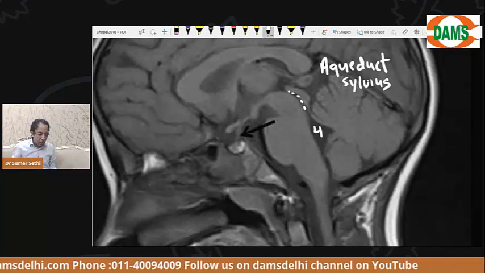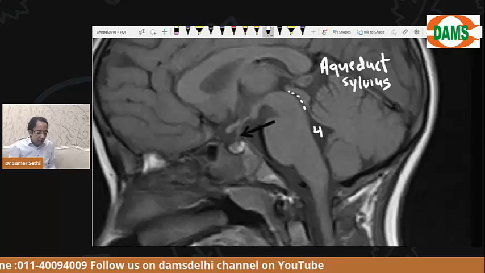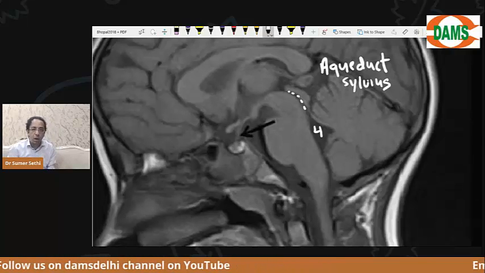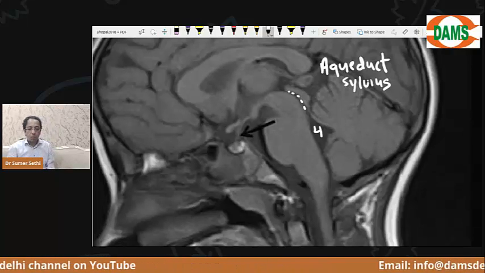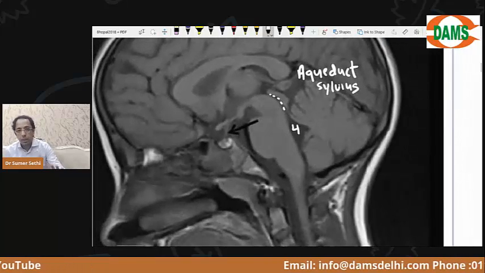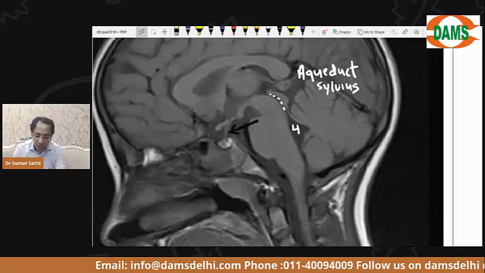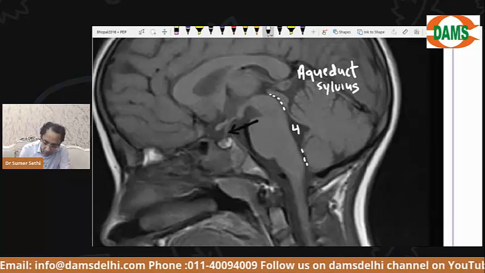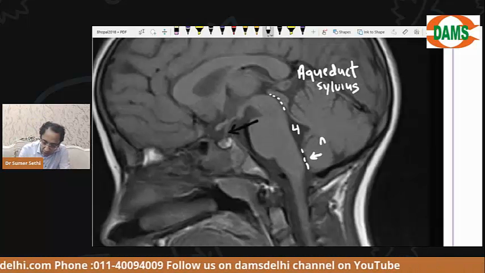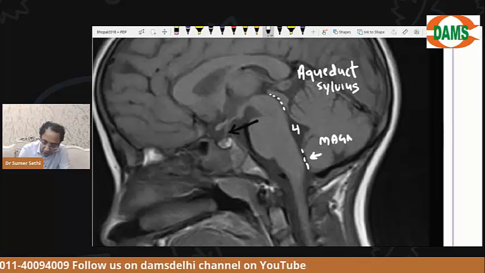And from the fourth ventricle, the CSF will come out of the fourth ventricle via a midline foramen called the foramen of Magendie.